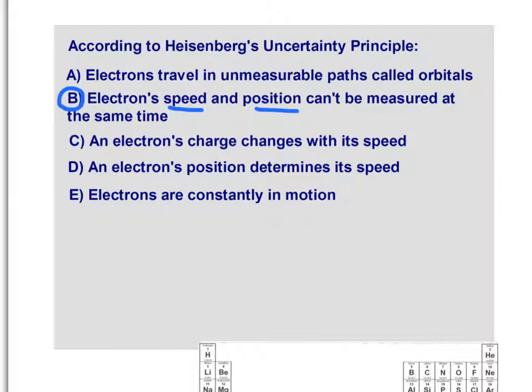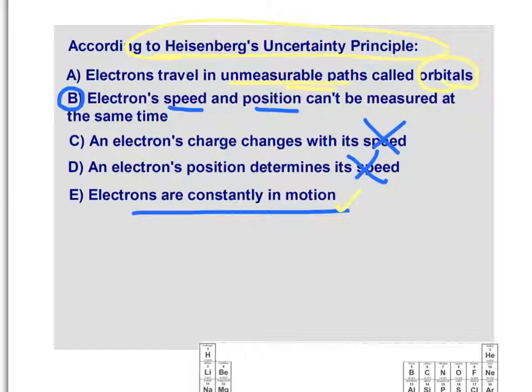Okay, Heisenberg's uncertainty principle was just the rule that said we cannot determine its speed and position at the same time. Charge doesn't change with speed. Position doesn't determine speed. They are constantly in motion. That's a true statement, but that's not what Heisenberg's uncertainty principle says. And they do move in an unmeasurable path. It's an orbital, which is an area where they're moving, but we can't detect it. But again, that's not what the principle says. The principle says you can't measure the speed and position at the same time.